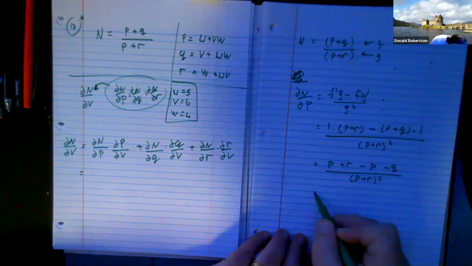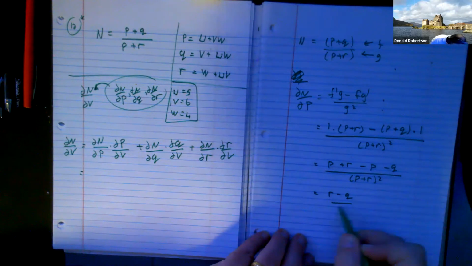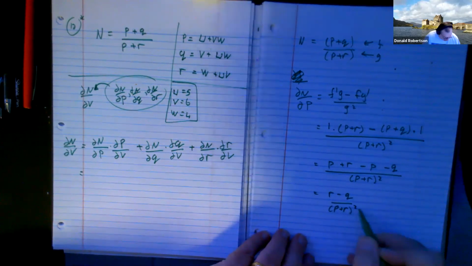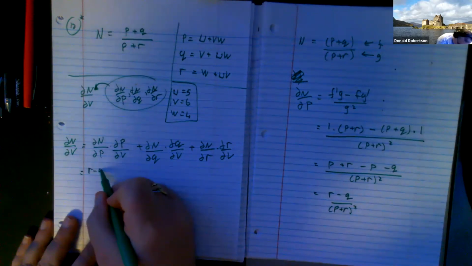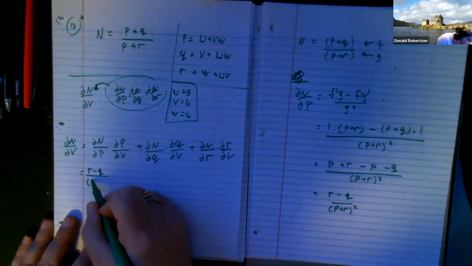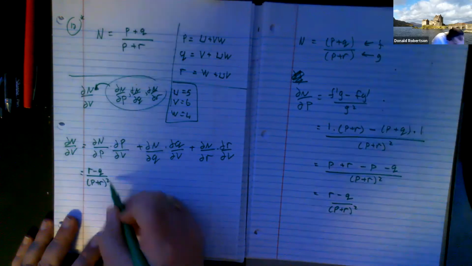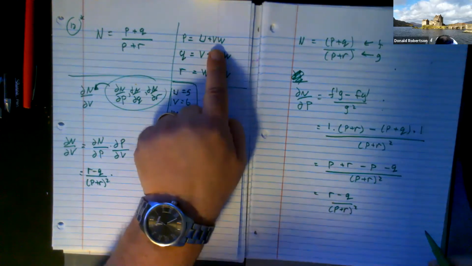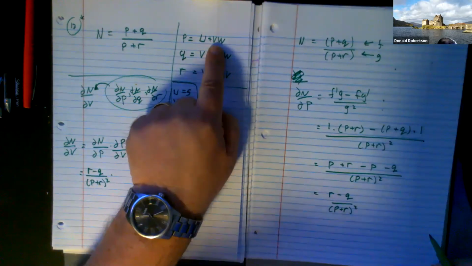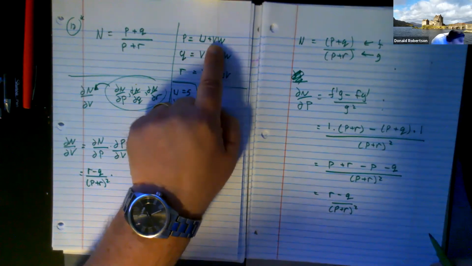And it looks like I get that guy. So this fella here is r take away q over p plus r squared. Now, if you do this guy's derivative with respect to v, that doesn't count, and that gets you W.